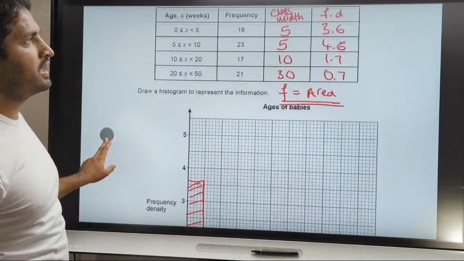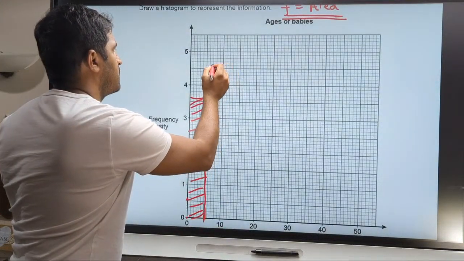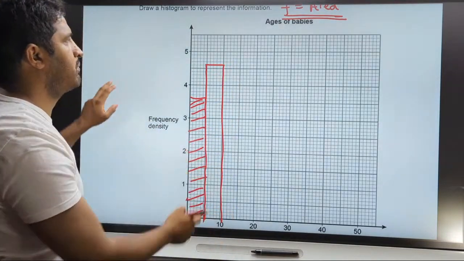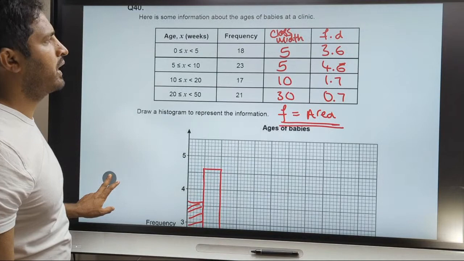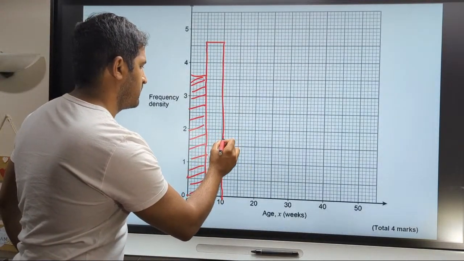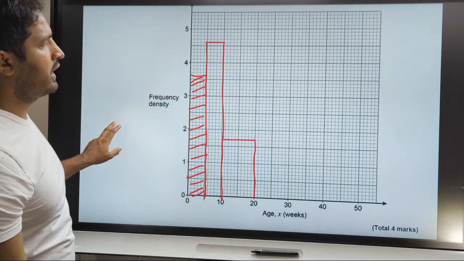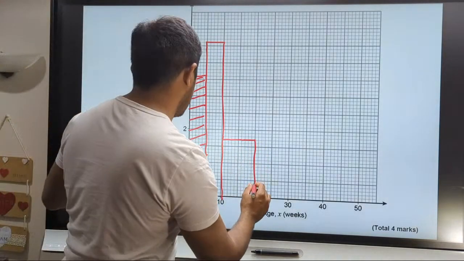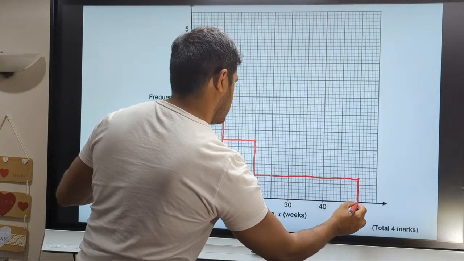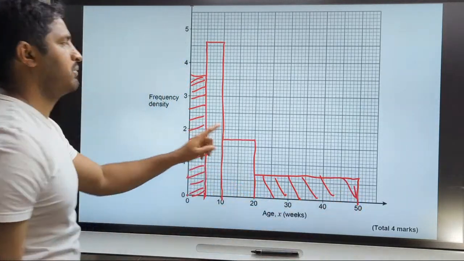So you can see 4.6 for the next one up to that point. That's the next bar. And then 10 to 20 is 1.7. And then you've got the next one, which is 20 to 50. So big, but that's only 0.7. And you can see that it's really big in terms of the histogram there.